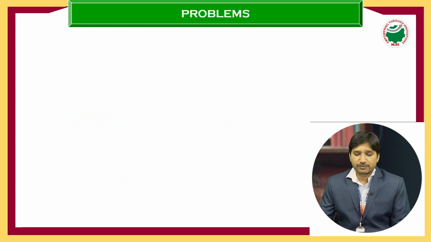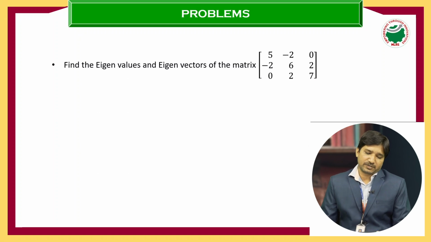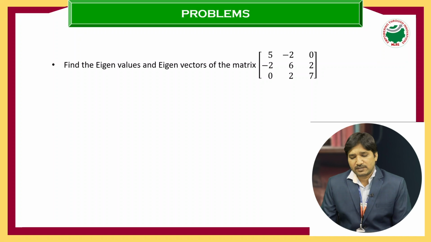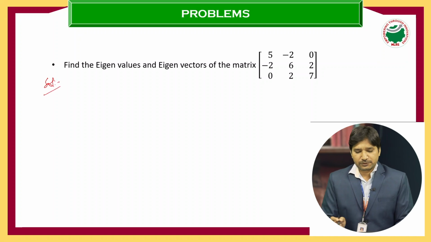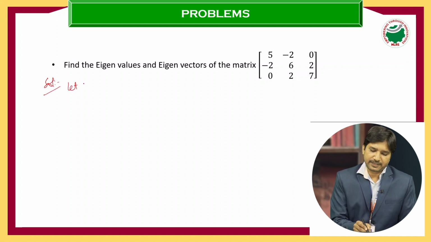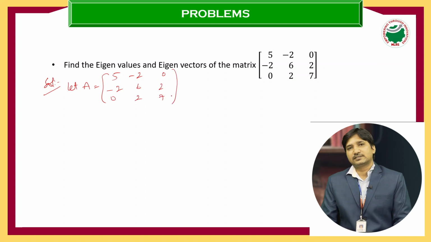Okay. Now we discuss some problems. Find the eigenvalues and eigenvectors of the matrix. Okay. So write down the given matrix. Let A equal to 5, minus 2, 0; minus 2, 6, 2; 0, 2, 7. It is the given matrix.